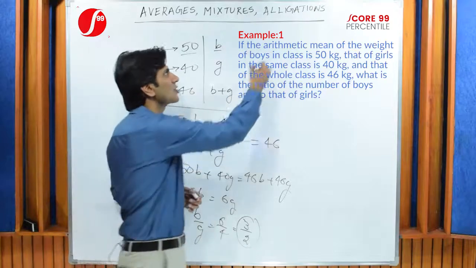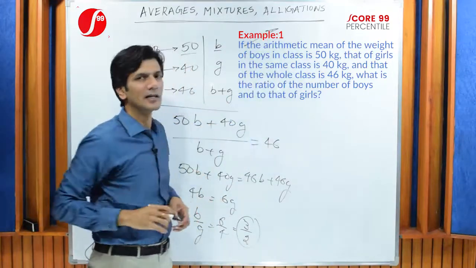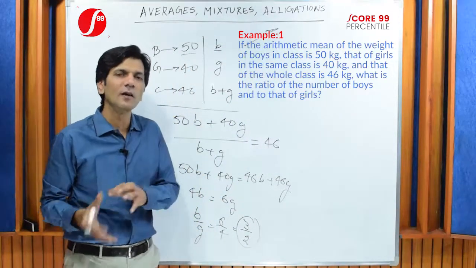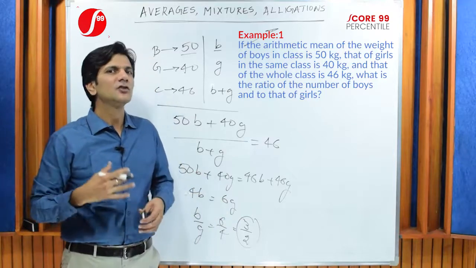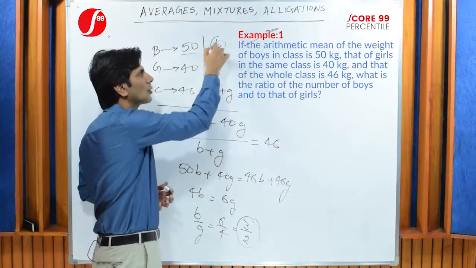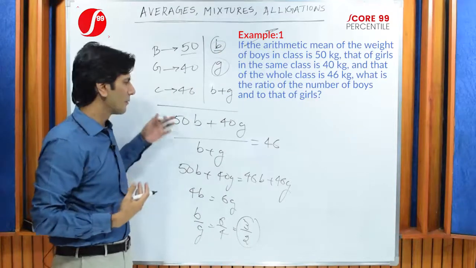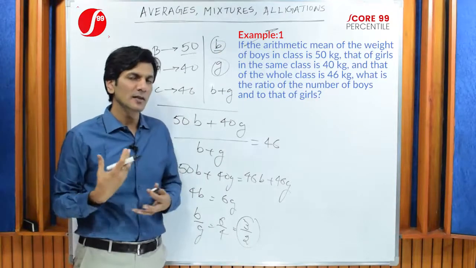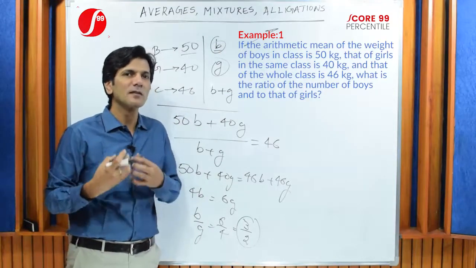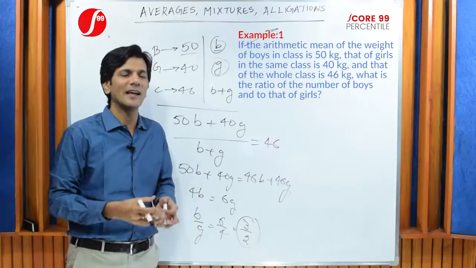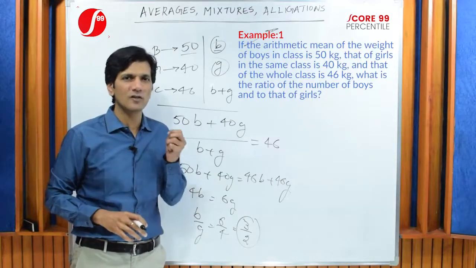Now what alligation tells you is that alligation is nothing but a reverse approach of weighted average. Instead of even assuming certain unknowns like B and G and then framing equations and solving the equations and finding the ratios, we simply use this reverse weighted average method to quickly arrive at the solution in just one step.